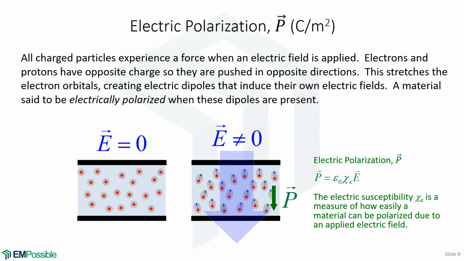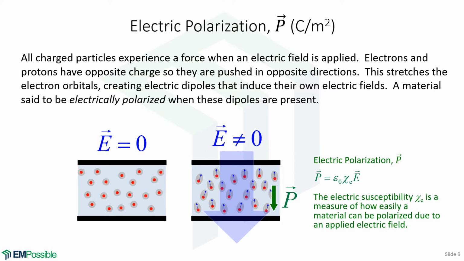When a material has these electron orbitals stretched, we call it polarized. And the vector we describe this with is the electric polarization. This is the second way that we can have electric energy. We'll give this units of coulombs per square meter. Coulombs is the unit of charge. Now we apply an electric field intensity E, and it becomes polarized with vector P.